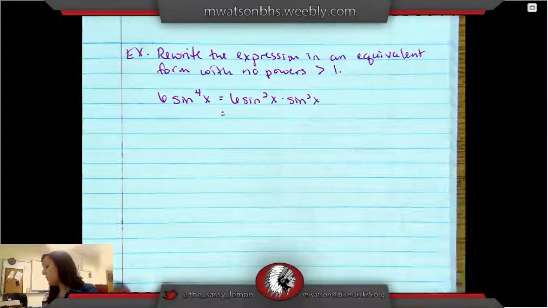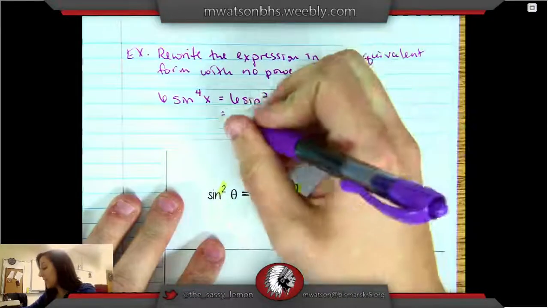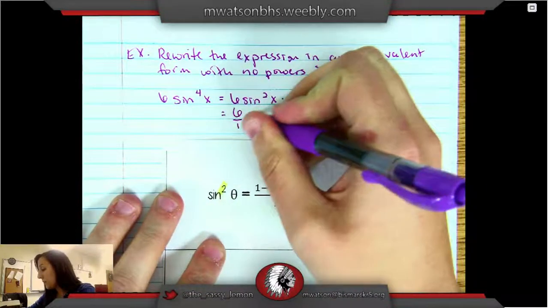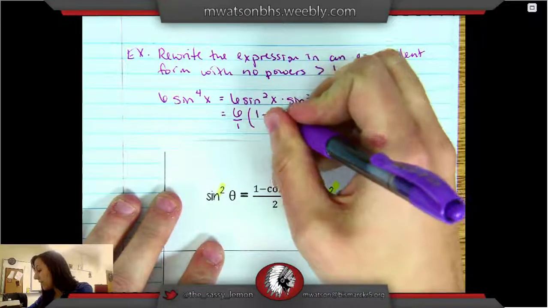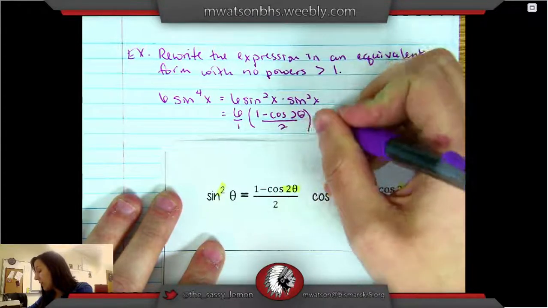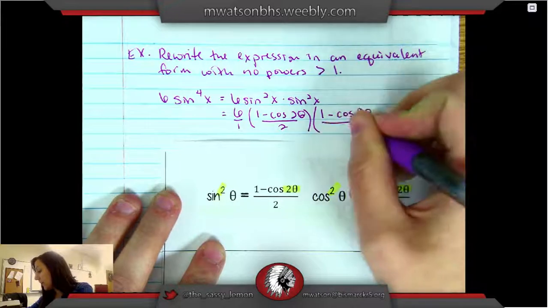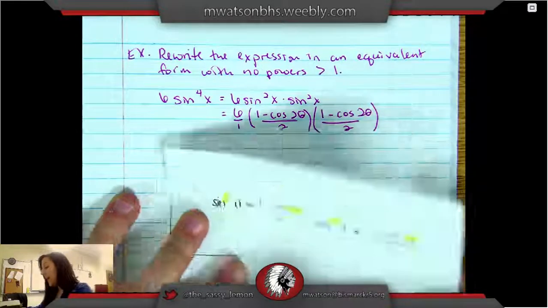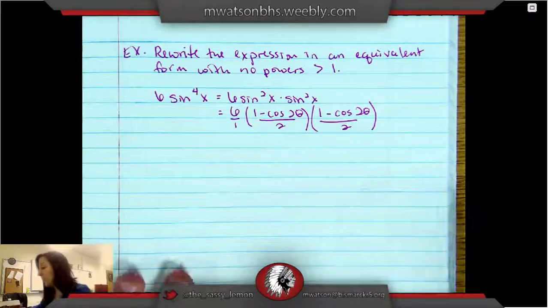So we can use that identity. I'm just going to pull it up right here. And we're going to say 6 over 1, because we're going to have fractions involved, times 1 minus cosine of 2 theta over 2, times the same thing again, 1 minus cosine of 2 theta all over 2. And now that we've done that, the trig part's over. Now it's just a matter of algebraic manipulation.